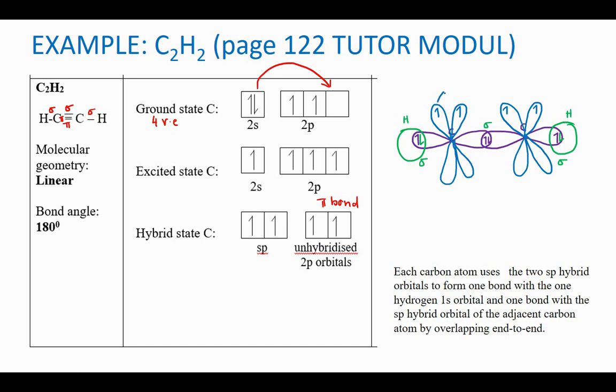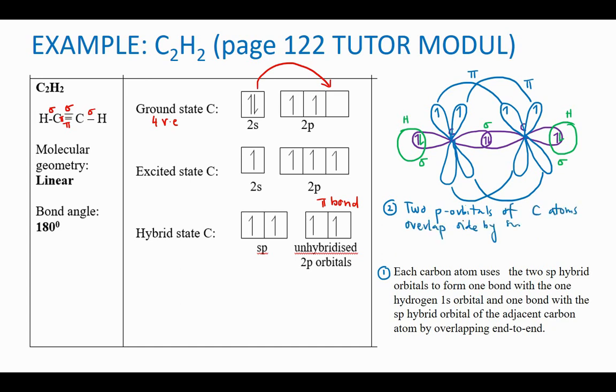The overlapping of p orbitals side by side will form 2 pi bonds. So here, each carbon atom uses 2 unhybrid p orbitals to form pi bonds. So just add another point about the pi bond. That's all. Hopefully it helps you to understand better about the pi bond.